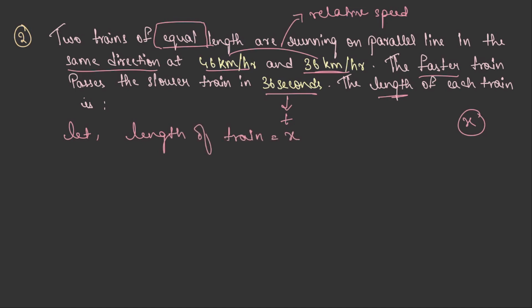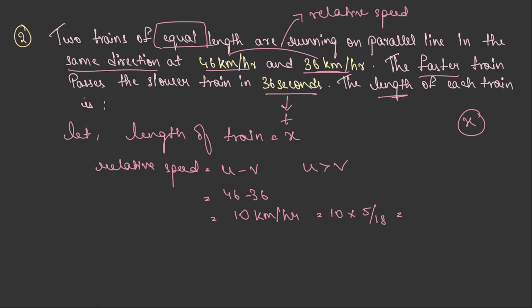Now, let us find the relative speed. As they both are in the same direction, we have to subtract. It is u minus v, where u should always be greater than v. So 46 will be u. That is 46 minus 36, that is 10. But this is in kilometer per hour. Let us convert it into meter per second. 10 into 5 divided by 18. So that will be 25 by 9. So we've got the relative speed.